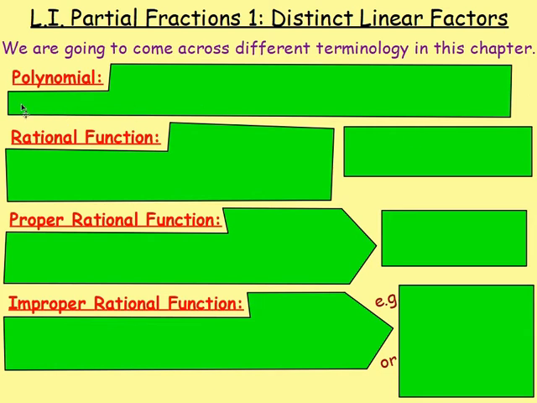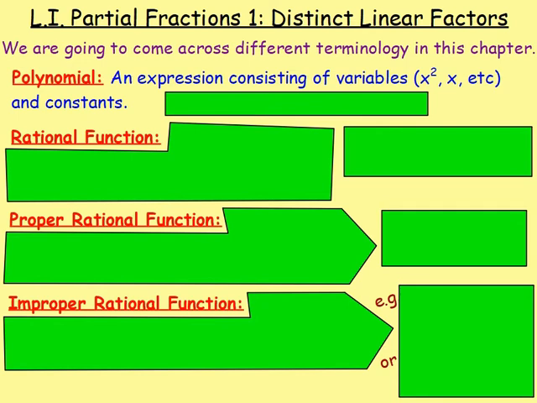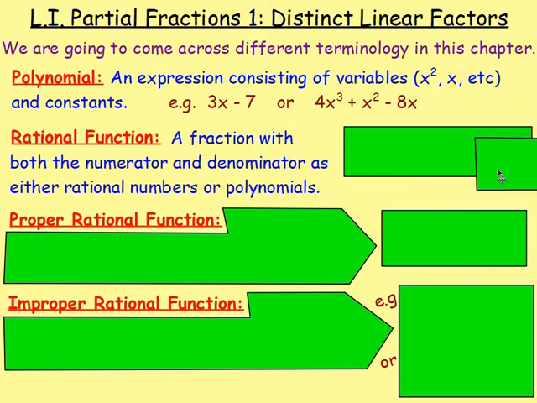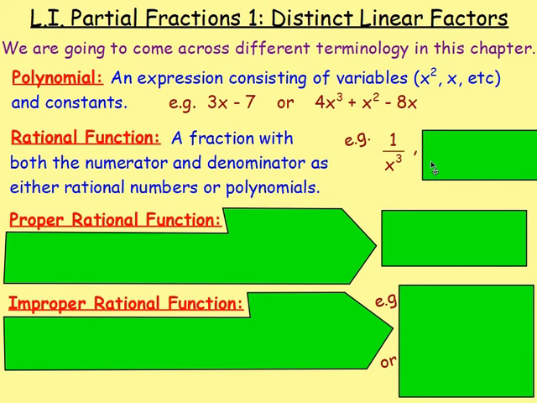First of all, polynomials. Well, that was a chapter in Higher Maths. You know, a polynomial is an expression consisting of variables such as x squared or x and constants. For example, 3x take away 7 or 4x cubed add x squared take away 8x. They are examples of polynomials. A rational function. What is a rational function? Well, that is a fraction with both the numerator and denominator as either rational numbers or polynomials. For example, 1 over x cubed would be a rational function. Or (3x squared take away 7x add 4) over (x to the power of 4 plus 5x cubed) would be a rational function.